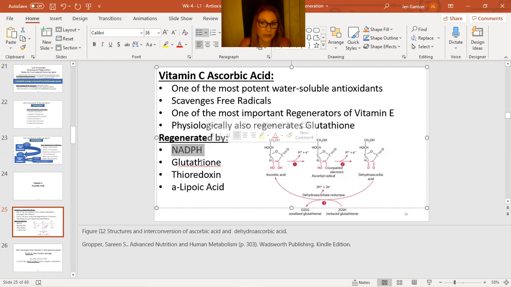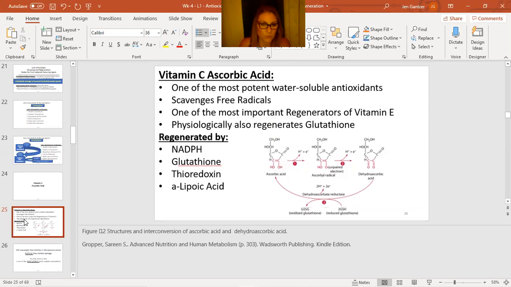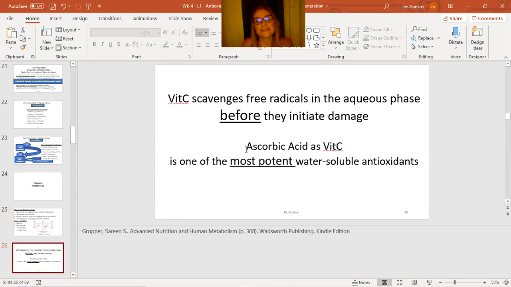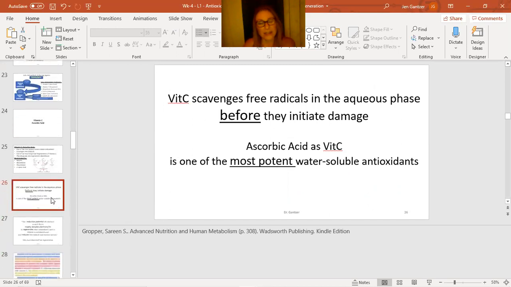Now, it's a reversible reaction. So we can also see here that glutathione is also going to regenerate the vitamin C. Thioredoxin is an important molecule as well for vitamin C, and then alpha lipoic acid we will see as well. So vitamin C is going to scavenge the free radicals and prevent them. Again, as long as we have sufficient antioxidants, the free radicals do not cause oxidative stress. They are scavenged and quenched by antioxidants, as long as we have them. And in order to have sufficient amounts of antioxidants to do their job, we have to have sufficient amounts of the reducing agents, which are the other antioxidants.